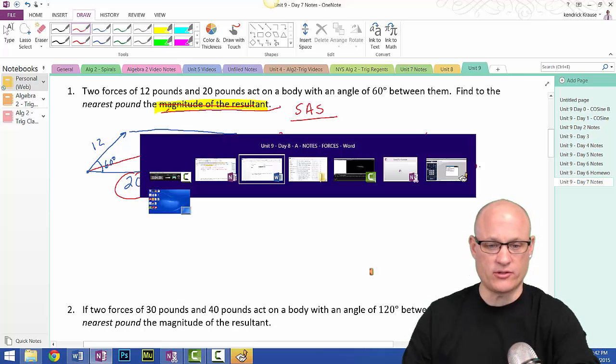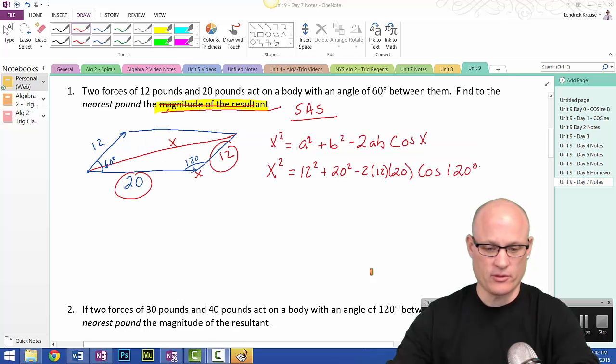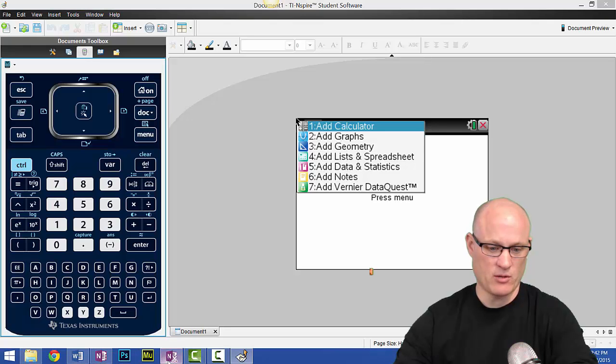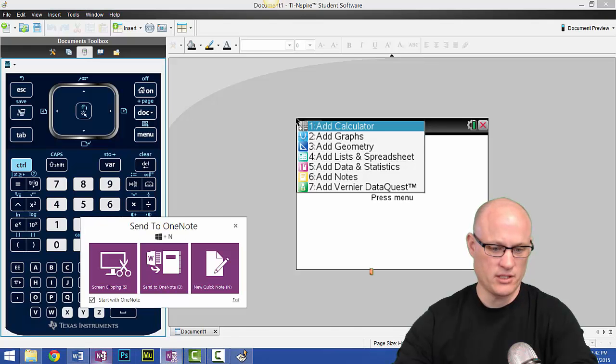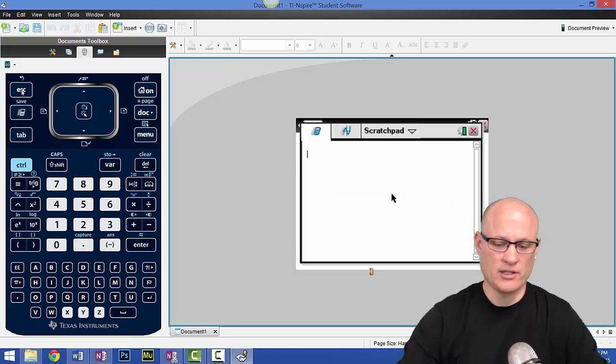All I've got to do is go over to my calculator, which does not appear to be up for some reason. Let's see what's going on. There it is. Let's minimize this. I don't know why that didn't come up. Let me go back and forth between my OneNote. Oh, that's not it. Yeah, there's my OneNote. All right.